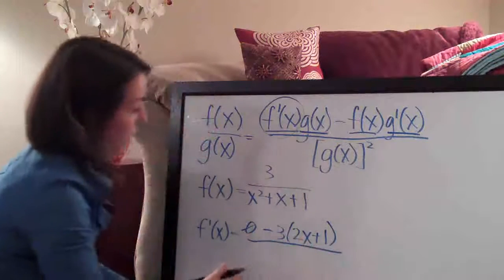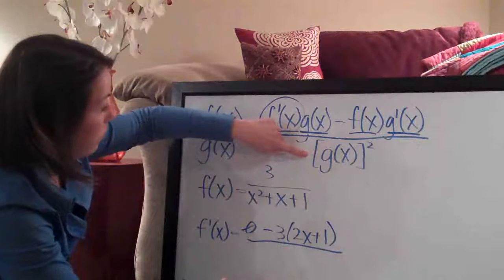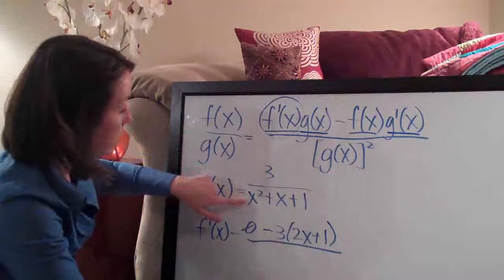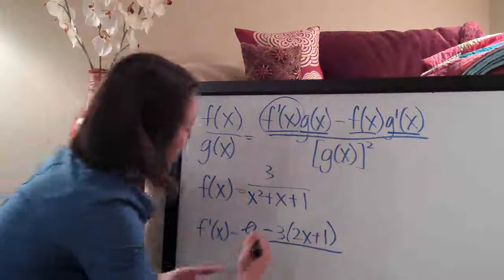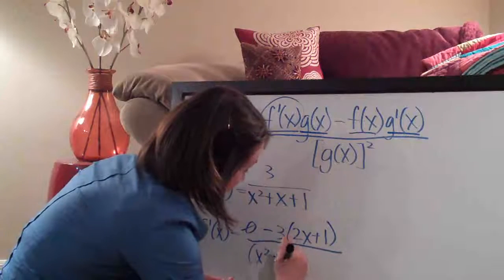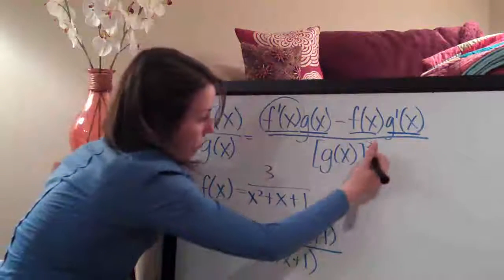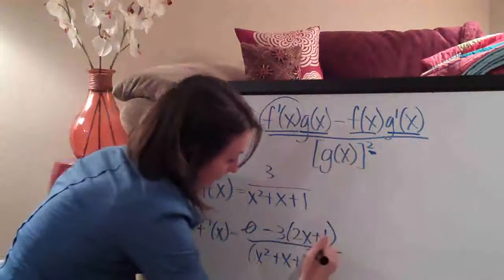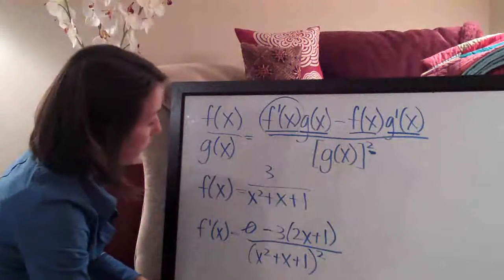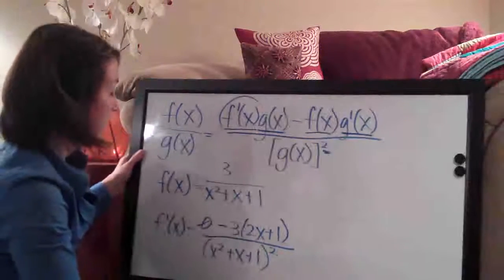So we go ahead and do the denominator, which is just g of x squared. We have g of x here, it's the bottom, so we need to do the bottom squared. So we have x squared plus x plus 1, which is the bottom, but then of course we've got to square it, so we add a squared.